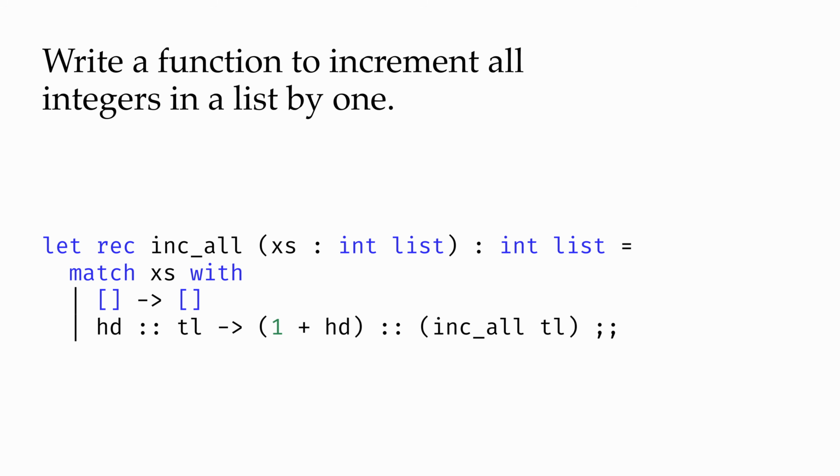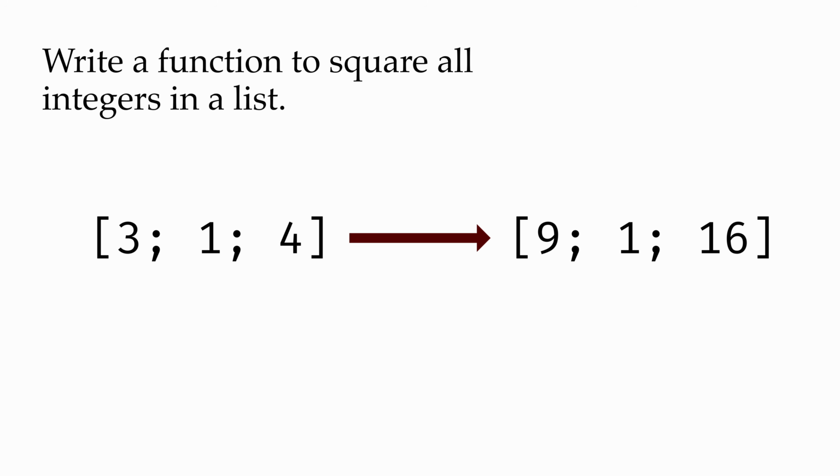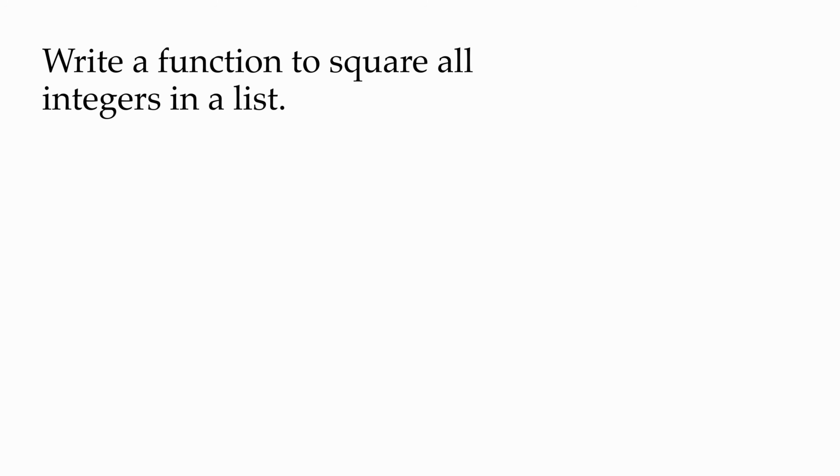Take a look at this function a few times and make sure you really understand how it works before moving on. Now let's try another example. Let's write a function to square all of the values in a list. If the input list was 3, 1, 4, then the function should return the list 9, 1, 16, the same list but with each element multiplied by itself. We could again define the function recursively.